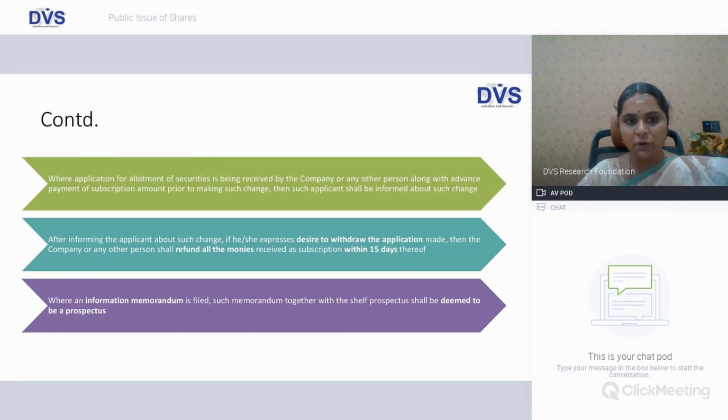Where an application for allotment is being received by a company and you are going to make such change after this, then it is the responsibility of the company to intimate all these changes which are recorded in the information memorandum to such applicant. So after reviewing the information memorandum, it is the discretion of the applicant to see whether he would like to invest or not.